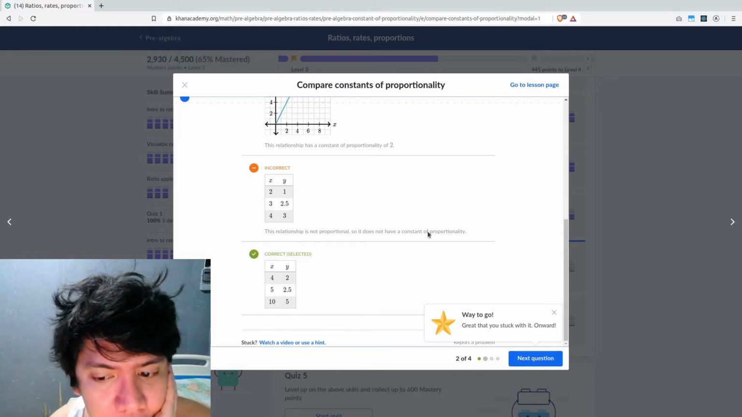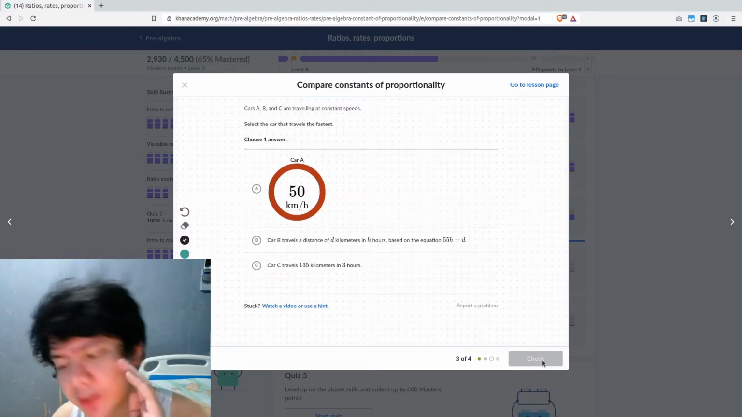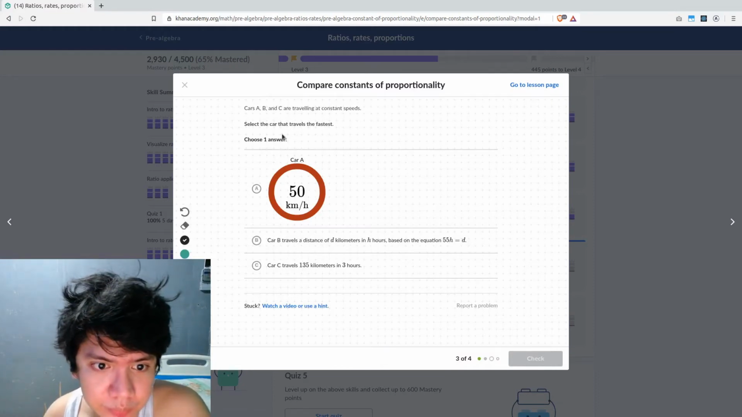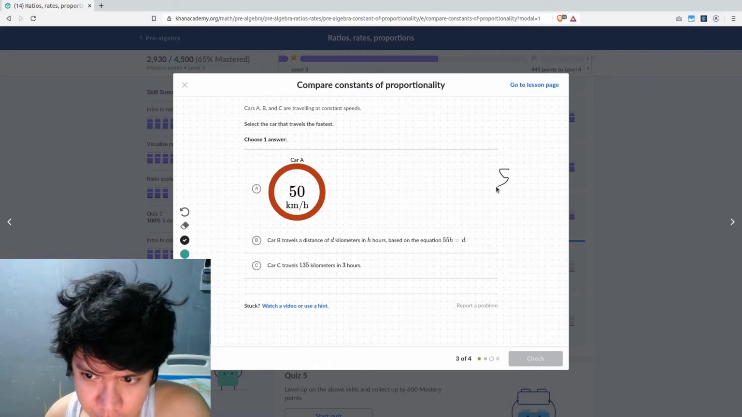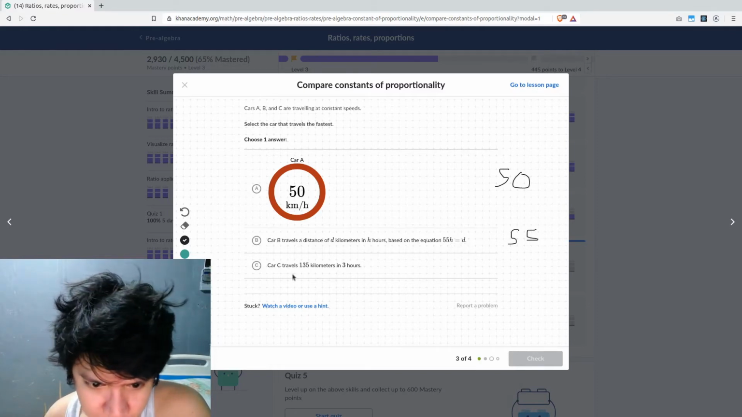Oh, it's not proportional. Oh man, it is not. This one's proportional. Okay, this is insanely sick. Travels the fastest. This is 50. This is 55. It's like 55 per hour.